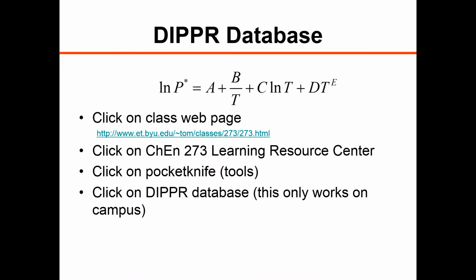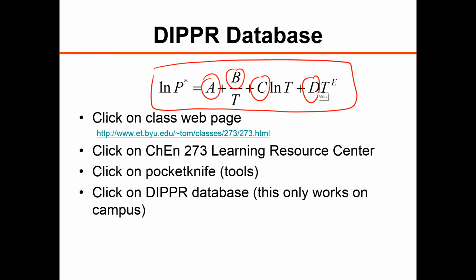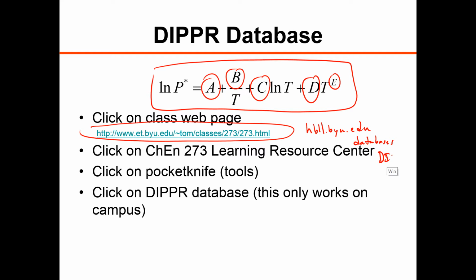There's also, for example, the DIPPR Database. They use 5 constants instead, A through E. Then you can just go to this website, or go to hbll.byu.edu and go to databases, and then select the DIPPR database. Now you have to be on campus to be able to access this, but you'll have access to all of the compounds that are on the DIPPR database.